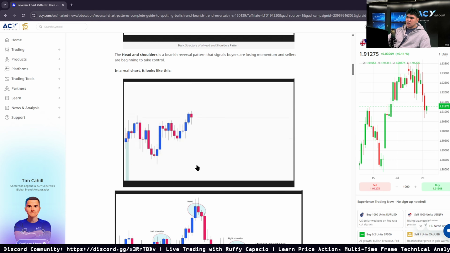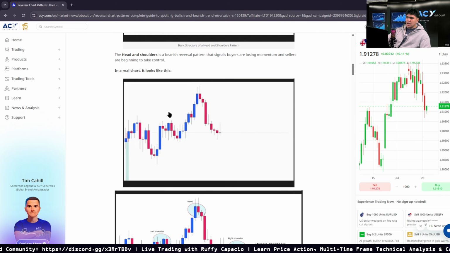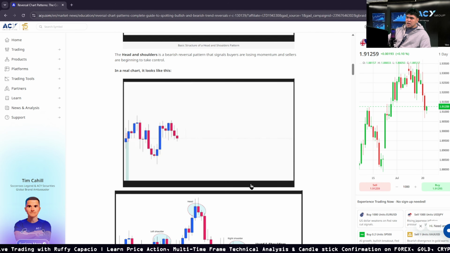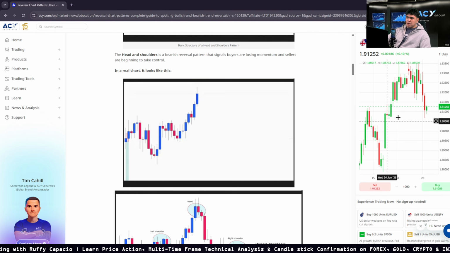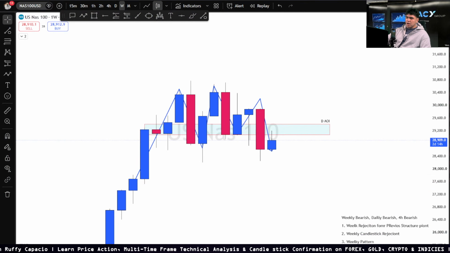In a real chart, this is how it looks. Price creates this left shoulder, head, and right shoulder, retests the neckline, then pushes to the downside. Right? You can clearly see that right after it retests the neckline, it massively pushes to the downside. Now, the market repetitively does this.